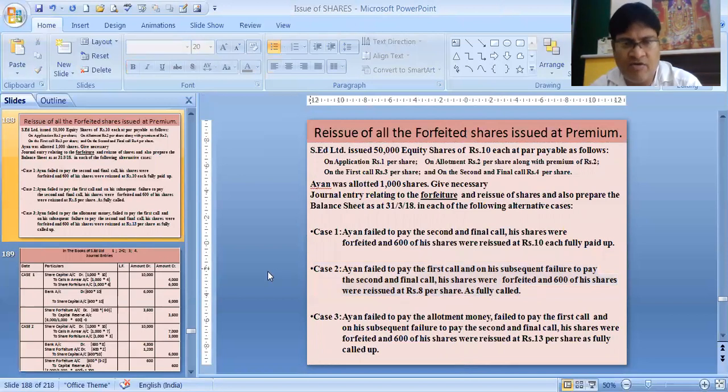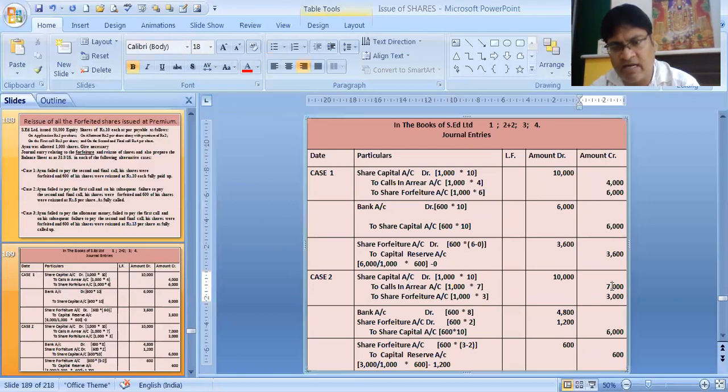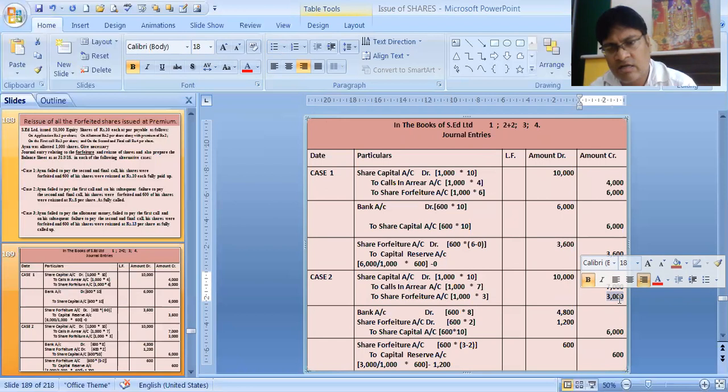So our journal entry for share forfeiture: share capital account debit 1,000 into 10, all the shares we are forfeiting. Ayan has not paid the first call and the second call also. So 3 rupees and 4 rupees, 7 rupees he has not paid. To share forfeiture, the amount which he has paid is 3,000. You may argue, sir, they have paid securities premium reserve also. But as they have paid securities premium reserve, we don't have to debit it. And that's why we are not writing it in the entry also. That remained in our securities premium reserve.